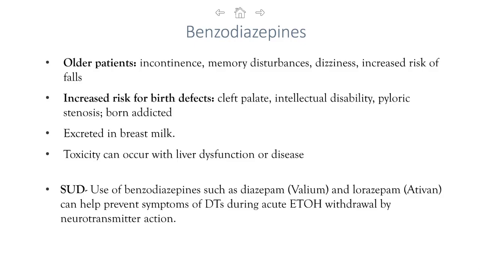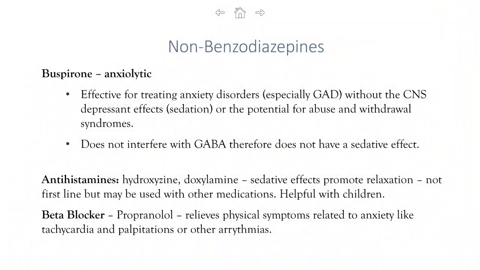Toxicity can occur with liver dysfunction or disease, so if they have any liver problems, it wouldn't be recommended that they take these either. For substance use disorder, use of benzodiazepines such as Valium and Ativan, which is diazepam and lorazepam, can help prevent symptoms of delirium tremens during acute alcohol withdrawal. So sometimes these are prescribed to help with withdrawal symptoms.